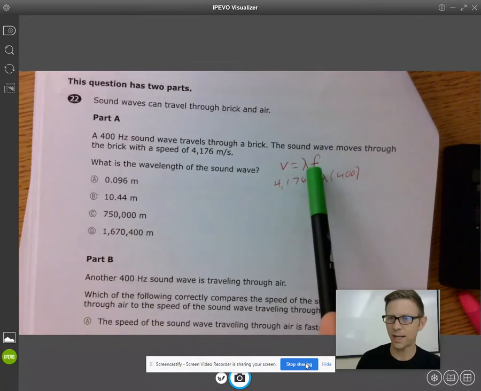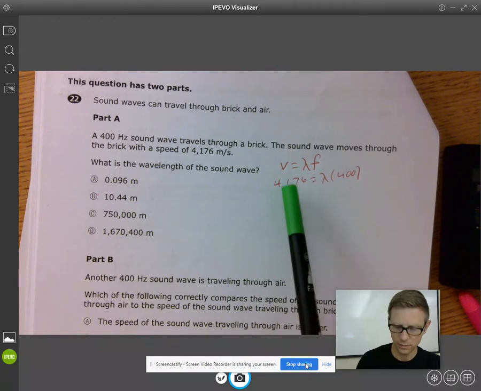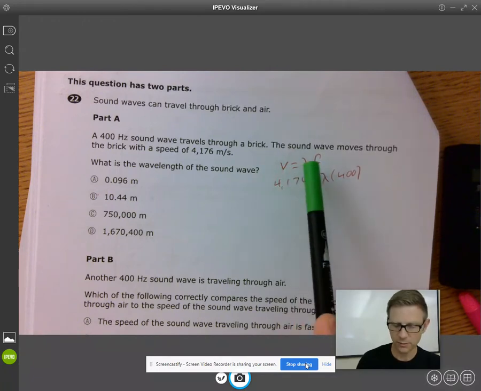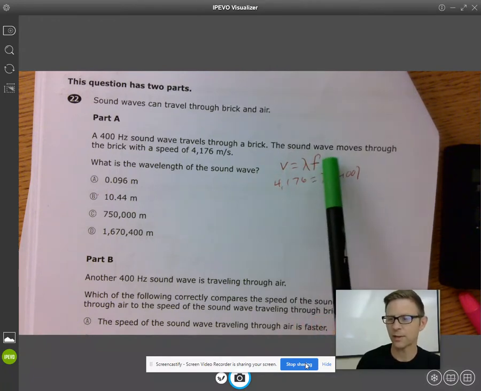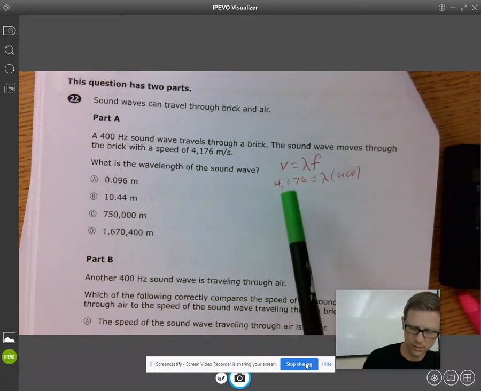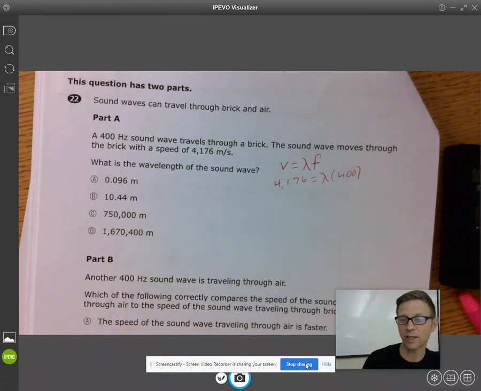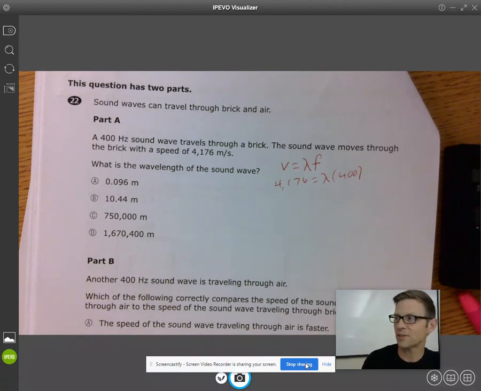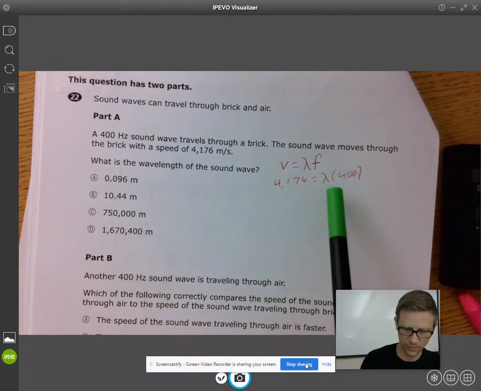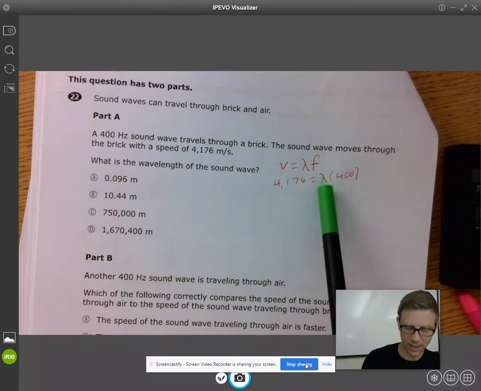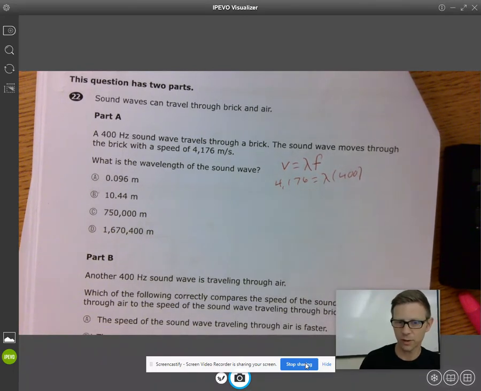V equals lambda F. V is velocity of the wave, lambda is the wavelength, F is the frequency. Plug in the very large, yeah, that's a really large force. Write this down. Sound travels fastest through solids. So you can solve and you'll get a wavelength of 10.4. Divide both sides by 400.